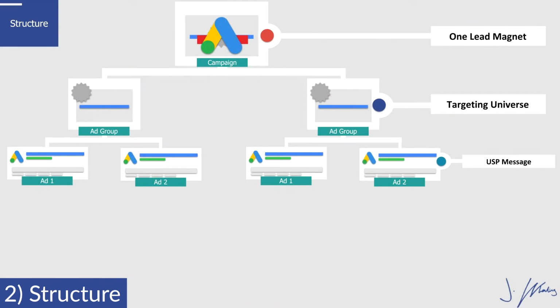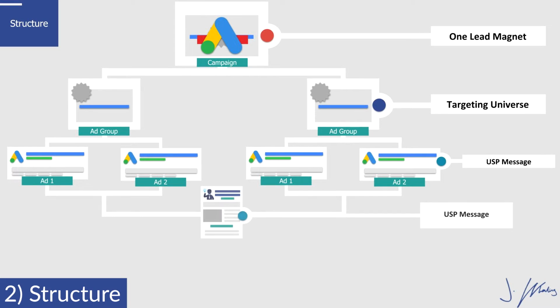Then at the next level, inside of our ad groups, we're going to have our ads. And these are where we're going to communicate with our ideal customer or prospect. So this is all about messaging. Then we have our landing page.